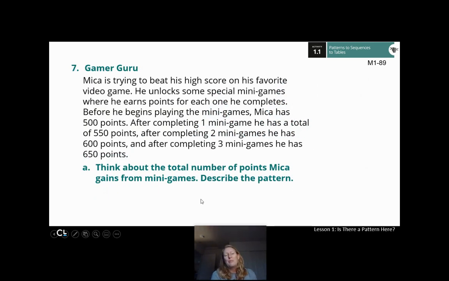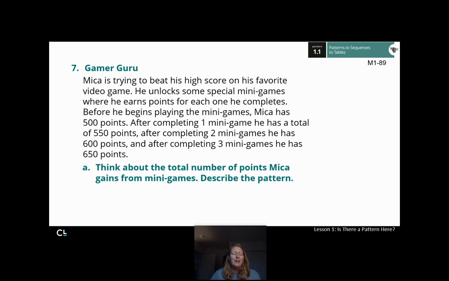Gamer guru. So Micah is trying to beat his high score on his favorite video game. And he unlocks some special mini games where he earns points for each one he completes. Before he begins playing the mini games, Micah has 500 points. After completing one mini game, he has a total of 550 points. After completing 2 mini games, he has 600 points. And after completing 3 mini games, he has 650 points. So think about the total number of points Micah gains from mini games and describe the pattern.